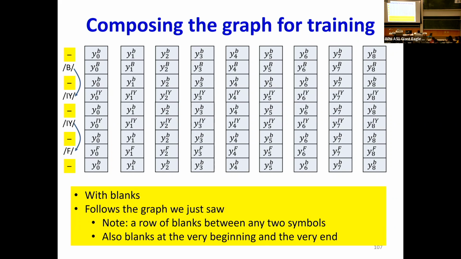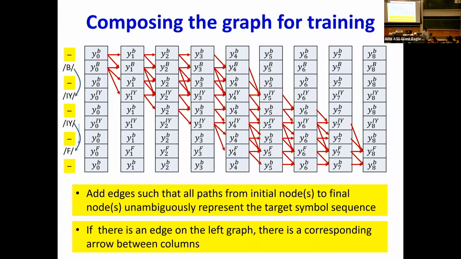And so over here, when I compose the graph to the right, all I'm doing is unrolling the graph to the left, meaning there's an arrow from a node in the table to another node in the table to the right if the corresponding symbols have an arrow between them on the graph to the left.